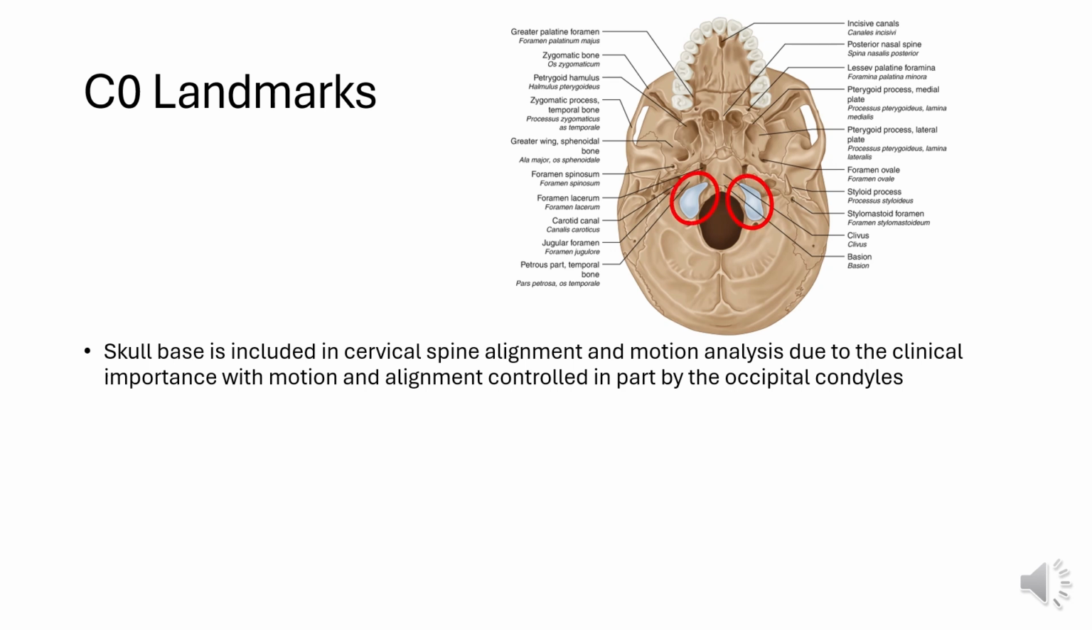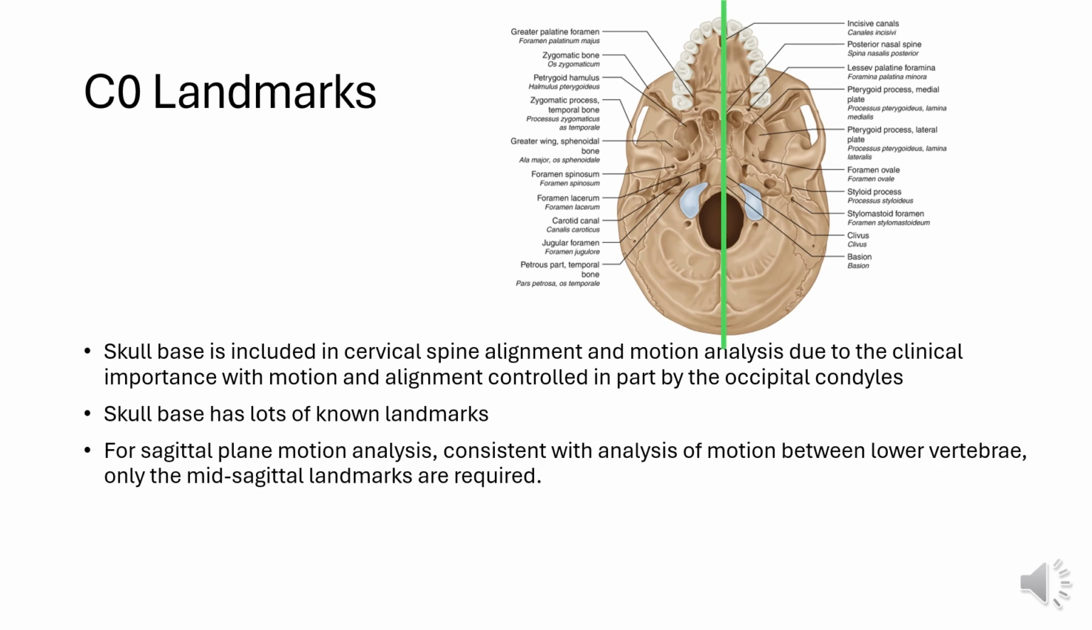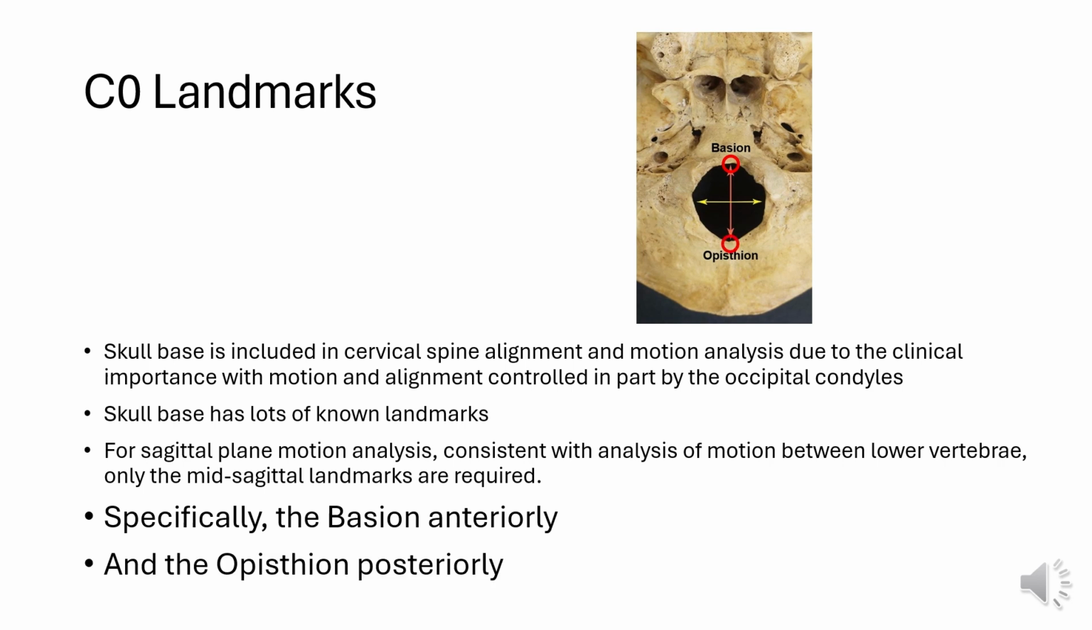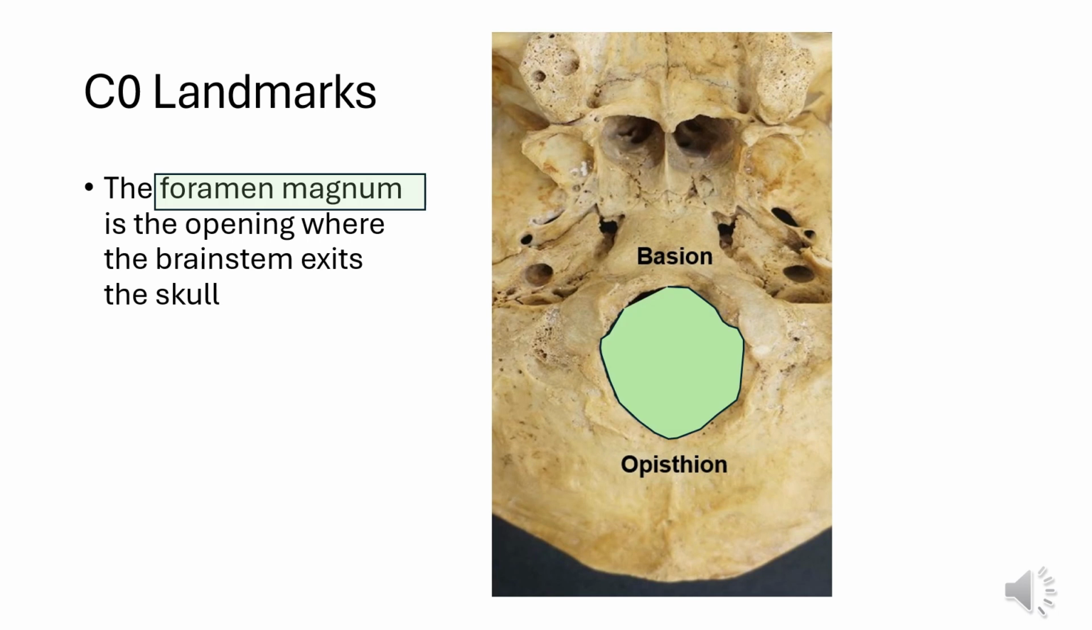Motion and alignment are partially controlled by the occipital condyles that articulate with the superior condyles of the first cervical vertebra. The skull base has lots of important anatomic landmarks, but this presentation focuses on only two landmarks in the mid-sagittal plane. The first is the basion that marks the anterior-most point of the foramen magnum. The second is the opisthion that marks the posterior-most point on the foramen magnum. The foramen magnum is the opening where the brainstem passes through the skull base to connect with the spinal cord.